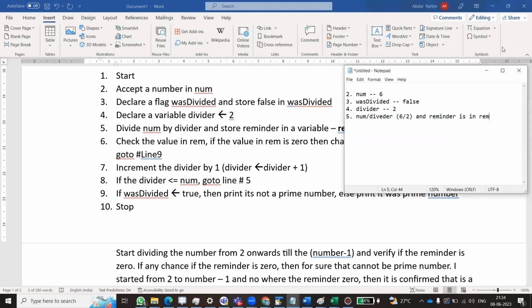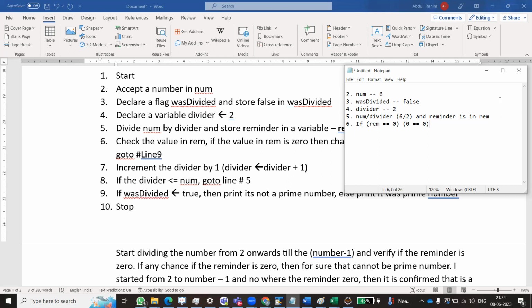See what we are doing. We are taking the number num and dividing by the divider. What is the divider here? Divider is 2. Whatever remainder we get, we store in REM, which is 0. Now in line number 6, what do we say? Check the value of REM. If REM is equal to 0. Yes. So the value of REM is 0, and 0 is equal to 0. Then what do we say?